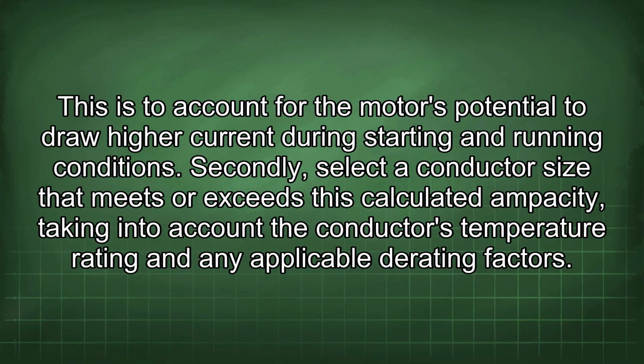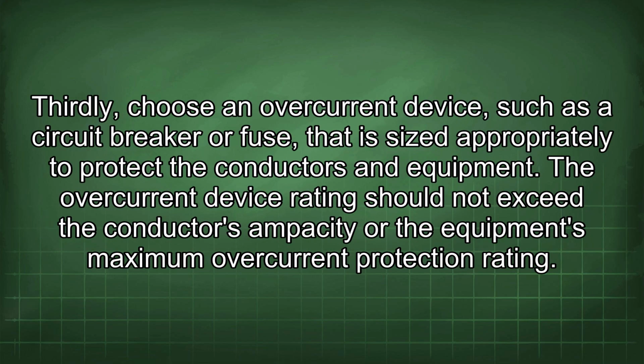Secondly, select a conductor size that meets or exceeds this calculated ampacity, taking into account the conductor's temperature rating and any applicable derating factors. Thirdly, choose an overcurrent device, such as a circuit breaker or fuse, that is sized appropriately to protect the conductors and equipment. The overcurrent device rating should not exceed the conductor's ampacity or the equipment's maximum overcurrent protection rating.